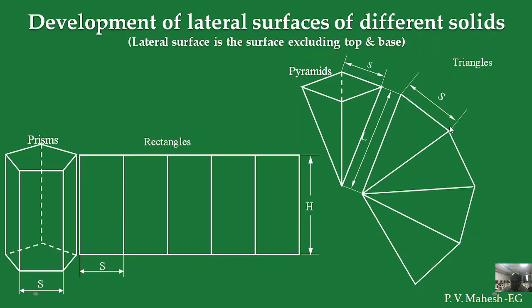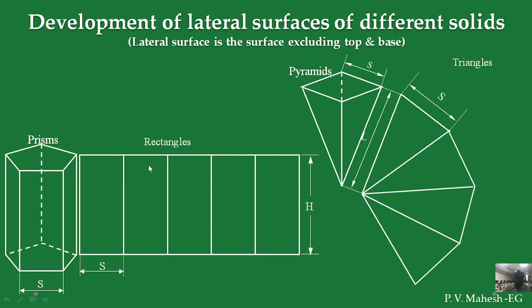Now the side of the base of the triangle is equal to the side of the base of the pyramid. Then what is the slant height? This slant height we should know, and that slant height is equal to the true length of the slant height of the pyramid. So this is the basics.